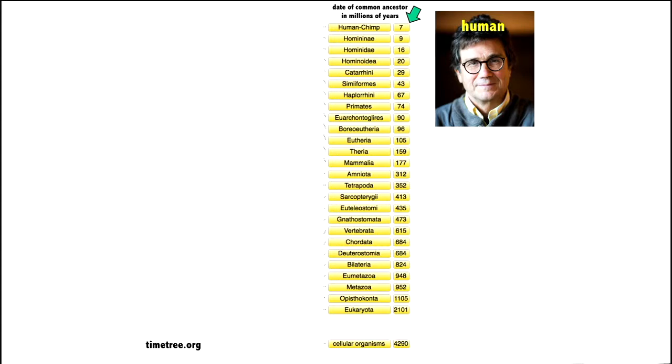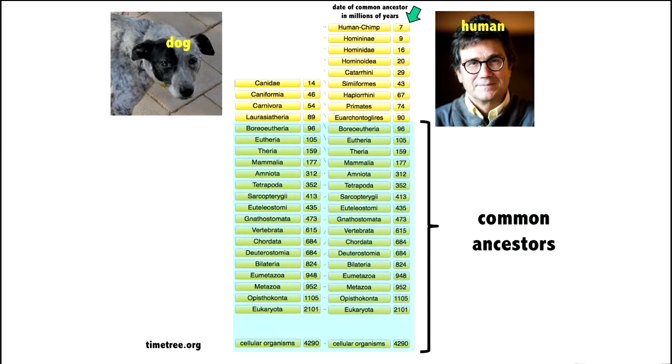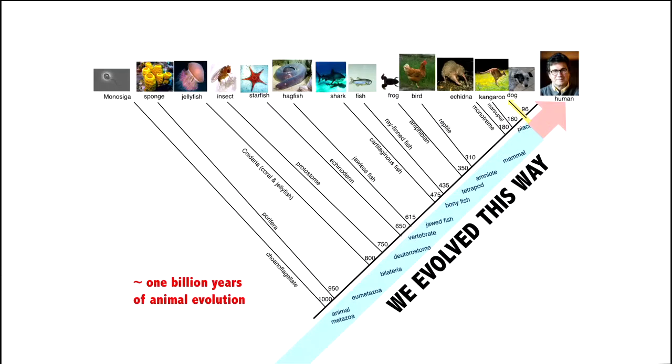If you do the same thing with dogs, this is what you get. And the important part is that up until about 96 million years ago, we all have common ancestors. We and dogs were the same. There was no difference. We were one. But 96 million years ago, the Boreotheria divided into the Euarchontoglires and the Laurasiotheres, and we went the red way and the dogs went the yellow way. When we plot these evolutionary paths on the evolutionary tree of life, this is what they look like. We're all the same, blue, blue, blue, up until 96 million years ago, and then we split, humans and dogs.